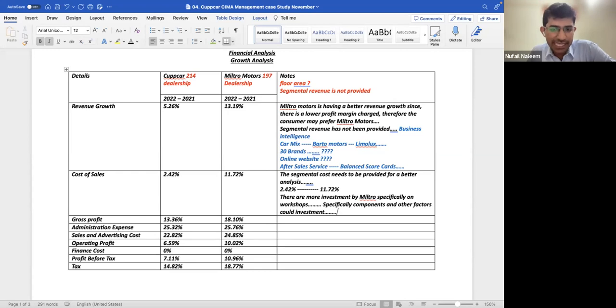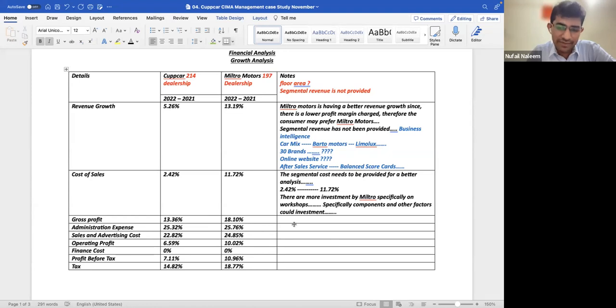And gross profit, do you see the gross profit growth, not the gross profit margin? The gross profit growth is how much? 18.10. And you see our company, they have reduced the cost, but they couldn't increase their gross profit growth. Are you understanding what I'm meaning there, students? So customer satisfaction will be for Cuppcarr or Miltro. Who do you think customers are more preferring at the moment? Miltro, right? Can I get a confirmation from you all in the chat box if you got that analysis properly? Are you understanding that, students?